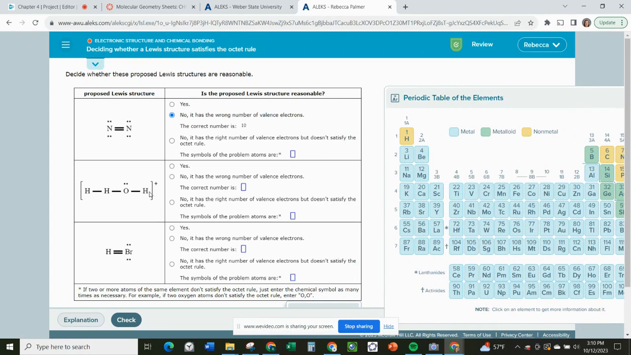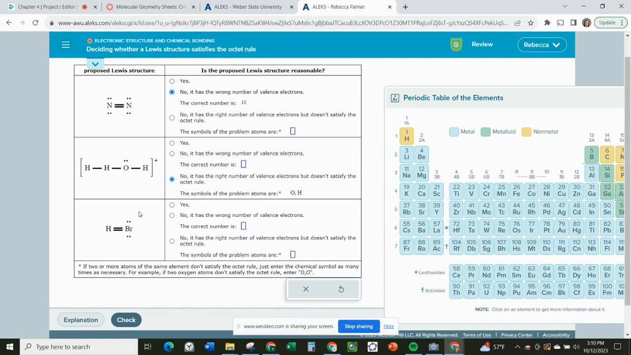So let's look at hydrogen. Hydrogen is fine. Hydrogen just wants 2 valence electrons. This oxygen has 2, 4, 6. So it doesn't satisfy the octet rule because oxygen doesn't have enough electrons. Let's look at this one, hydrogen. This one has 2, 4. Hydrogen only wants to form 1 bond. So anytime you see hydrogen with 2 bonds, that's a red flag. So hydrogen is also a problem here. It has the right number of valence electrons, 8, but it doesn't satisfy the octet rule. The symbols of the problem atoms are this oxygen and this hydrogen. The end hydrogens are fine.